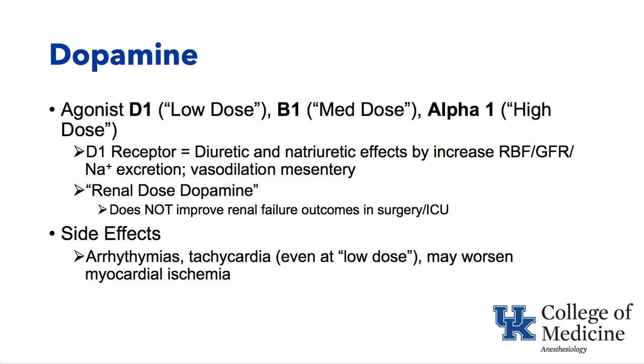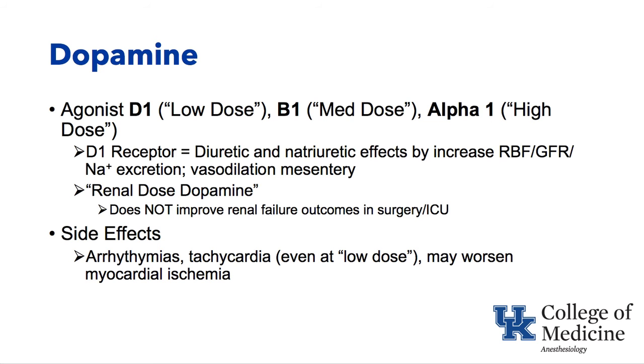The D1 receptor, when it's activated, results in diuresis and natriuresis, or loss of water and sodium, and it increases renal blood flow and glomerular filtration rate, as well as sodium excretion. And it vasodilates the mesentery as well as the renal artery.